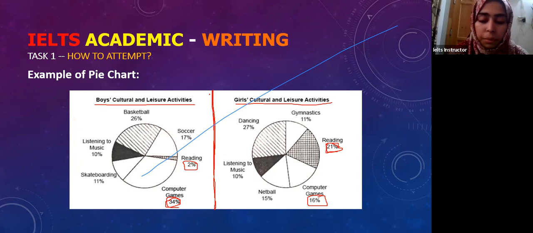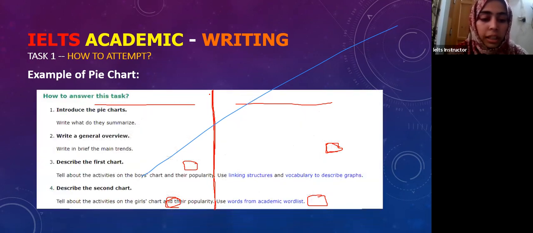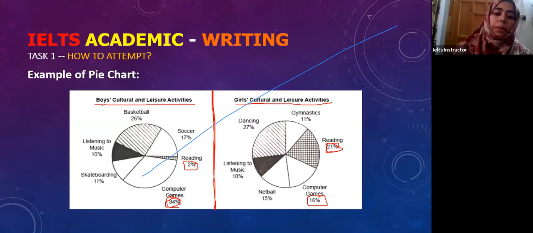All right, so आपने introduction दे दिया, आपने overview दे दिया, अब आपने पहले चार्ट को डिस्क्राइब करना है एंड देन दूसरे चार्ट को डिस्क्राइब करना है. की फीचर्स आपने उनके बताने हैं. ओके, तो जब आप बॉयज वाले चार्ट की बात कर रहे होंगे, whenever you are talking about the boys cultural and layer activities, you will start with the highest ratio, that is the computer games. Then you can tell the second most played game, that is basketball.